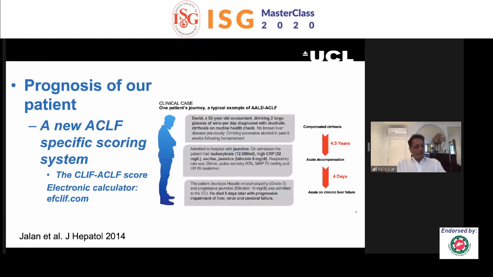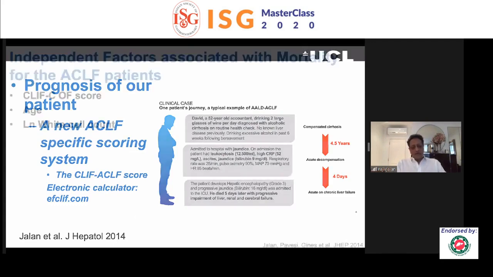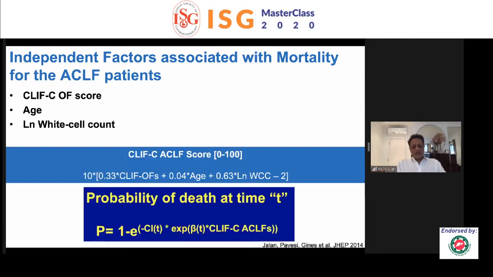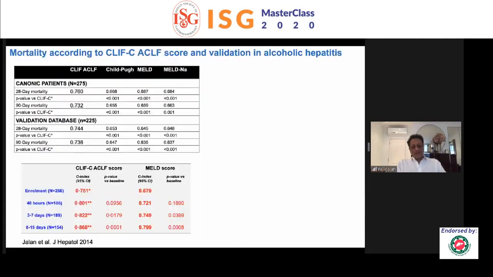So what we are always doing as clinical trialists is trying to find a group of patients that are likely to have as low a standard deviation for your endpoint as is possible. And conceptually, that's very important. And therefore, what we went on to do was to define a scoring system. It's called the CLIF-C ACLF score, which is based on measurement of the CLIF organ failure score, age, and white cell count. We combine them into mathematics, and we validated it.